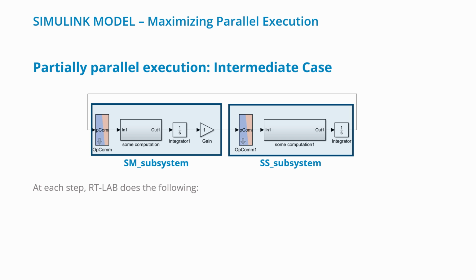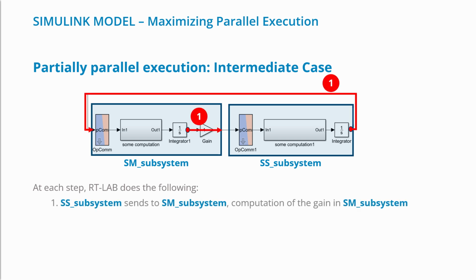Further improving on our previous example, we have added an integrator block into the SM subsystem, placing an integrator block in each one of our subsystems. However, there's a gain block placed after the integrator block. Let's see why this is not optimal. At each step, the calculations will occur as follows.